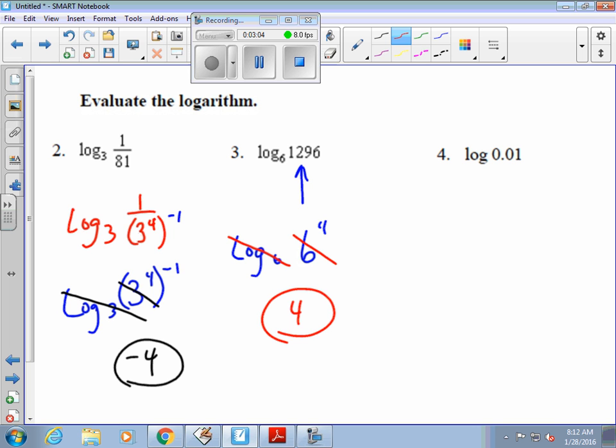Number 4 gives you a decimal form, and it doesn't show you what the base is. We had base 3 for number 2. We had base 6 for number 3, but it doesn't show you what the base is for number 4. So it's understood to have a log base 10. So log base 10 when it doesn't show anything, okay?